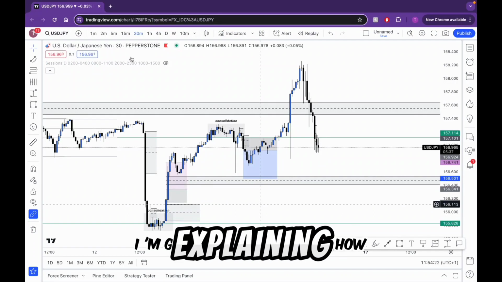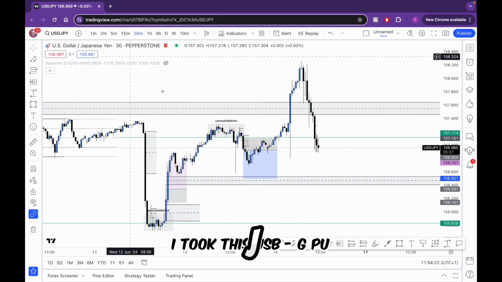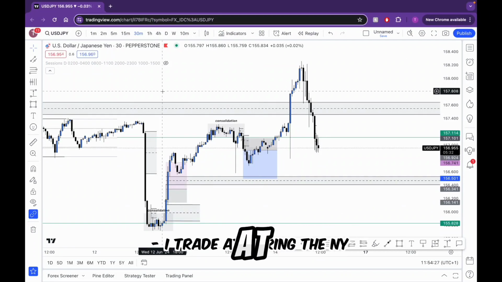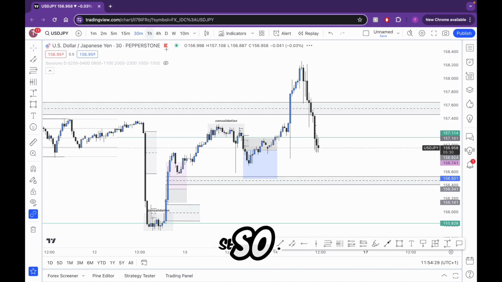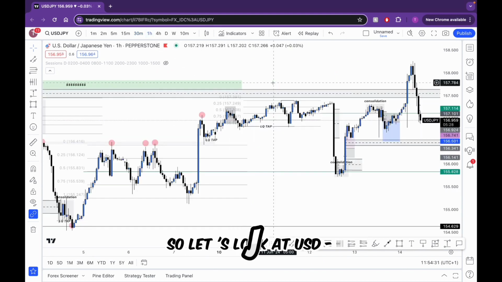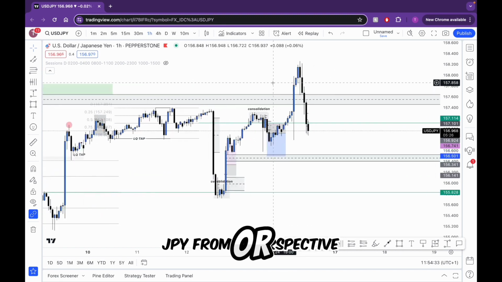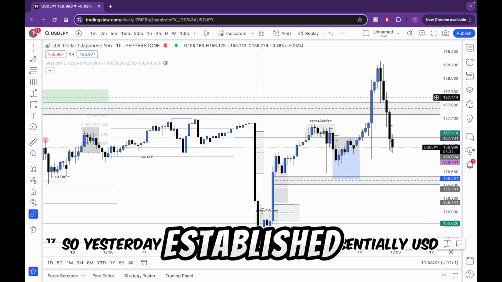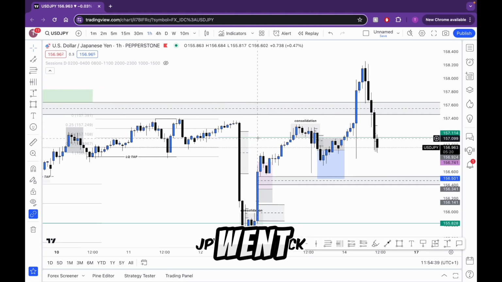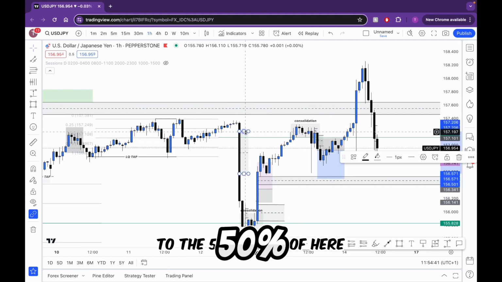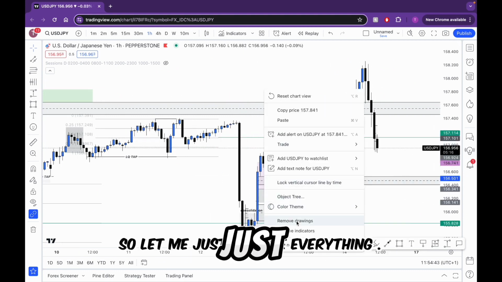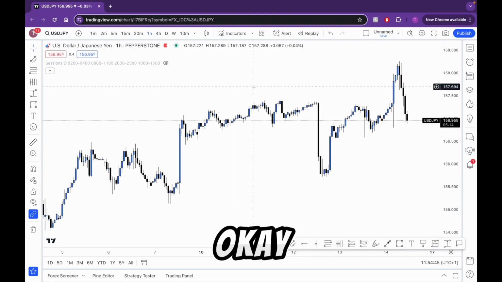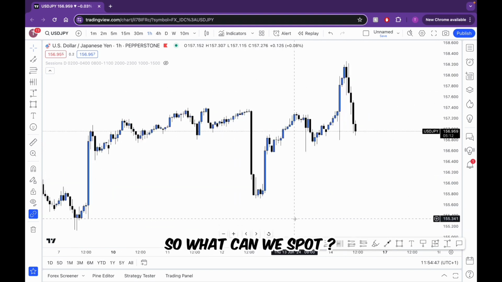I'm going to be explaining how I took this USD JPY trade during the NY session. So let's look at USD JPY from the perspective of the longer time frames. Yesterday we established that USD JPY went back to the 50% level of here. Let me just remove everything. Okay, so what can we spot?